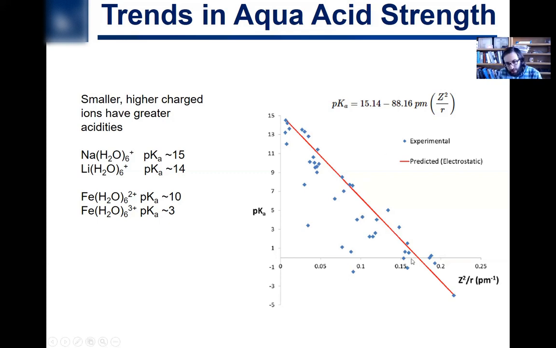You can see it's actually fairly good, but there are some deviations, and this is because there's some covalent nature to the bonding a lot of times, especially with some of these big outliers. So an ionic model for how bonding works isn't a good descriptor. There's some electron sharing that can cause these waters to be bound more tightly than you might expect from just this ionic or electrostatic model.